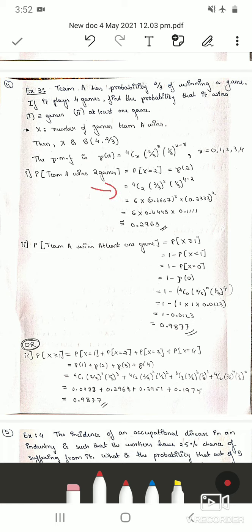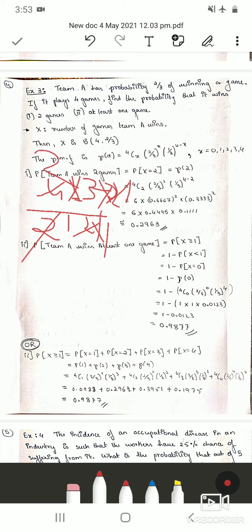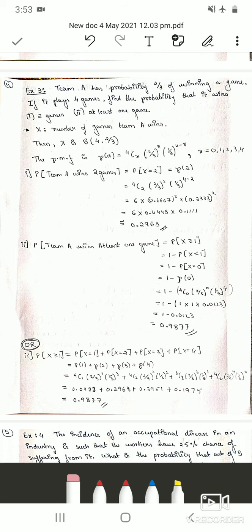So here it is 4c2 into 2 by 3 raised to 2 into 1 by 3 raised to 4 minus 2. So 4c2 is nothing but 4 factorial divided by 4 minus 2, which is 2 factorial, into 2 factorial. So 4 factorial you can write as 4 into 3 into 2 factorial. So this 2 factorial and this 2 factorial will get cancelled. So 2 into 2 factorial is 2 into 1. So 2 ones are 2, 2 threes are 6. So 4c2 is 6. You guys try to solve it on your own.